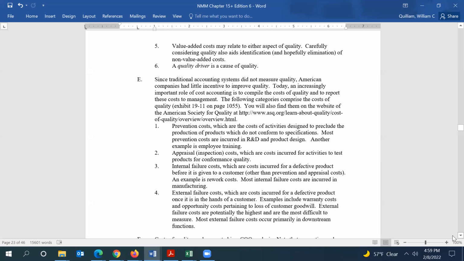And once the shirt's reworked, it should be perfect. It should be just like a shirt that was made right the first time. Maybe some of us are wearing reworked shirts today and we never know. Nothing's wrong with them.